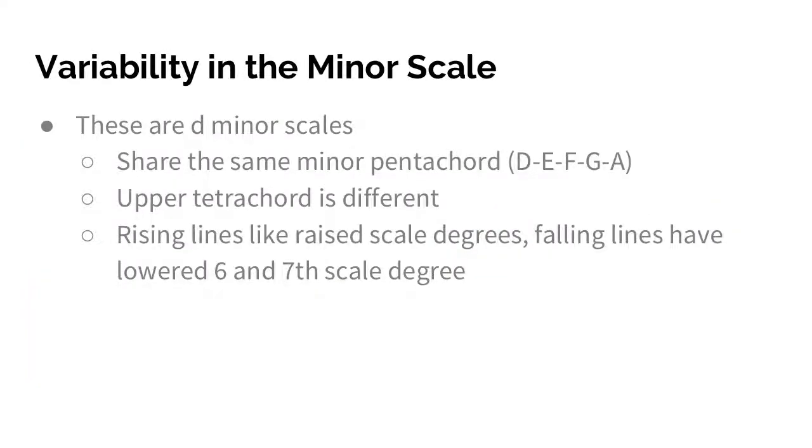So these are called D minor scales, and they share the same minor pentachord, which is scale degree 1, 2, 3, 4, and 5, or pitch letters D, E, F, G, A. But like you saw, the upper tetrachord is different. Okay, rising lines like raised scale degrees, falling lines like lowered scale degrees, and we raise or lower the 6th and 7th scale degree.